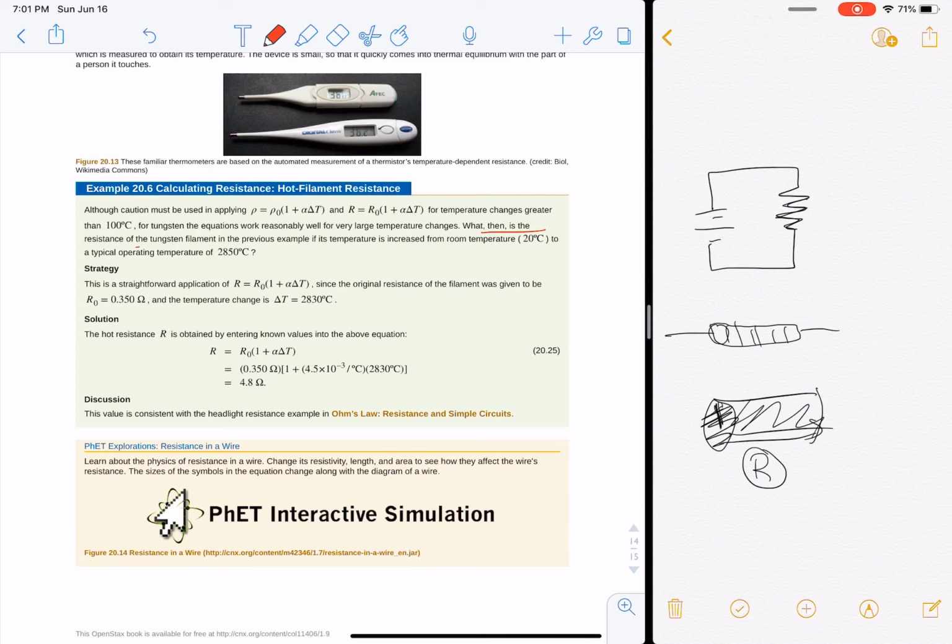What is the resistance of the tungsten filament from the headlight if the temperature, instead of being 20 degrees Celsius, is now 2850 degrees Celsius? Once it's heated up and on the car. So we look up alpha, we've got 1 per degree Celsius. We're changing from 20 to 2850 degrees, so our total delta T is 2830. Plug that in here, multiply by that alpha, and we get 4.8 ohms at the end of this.